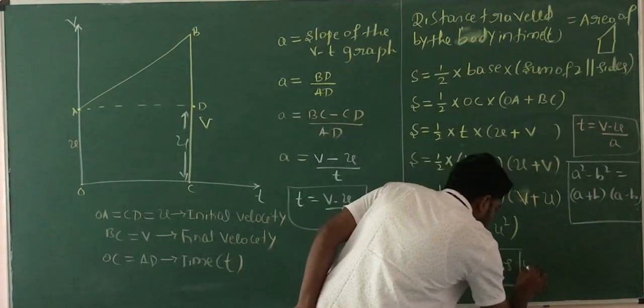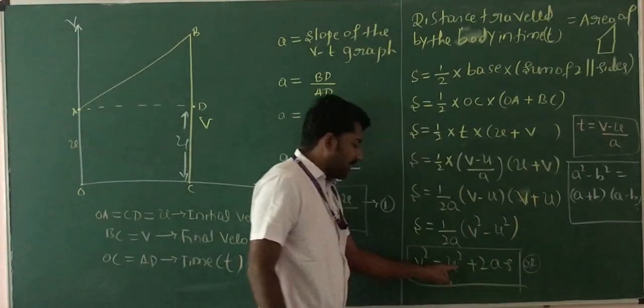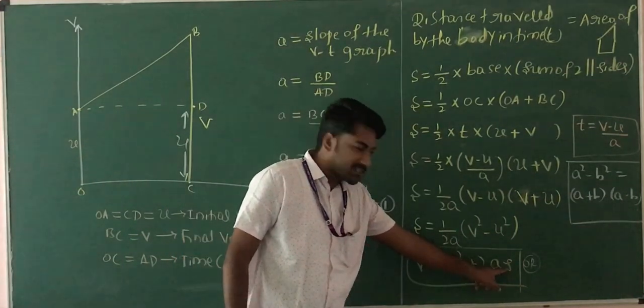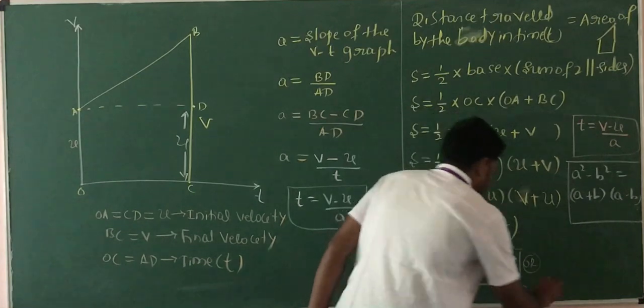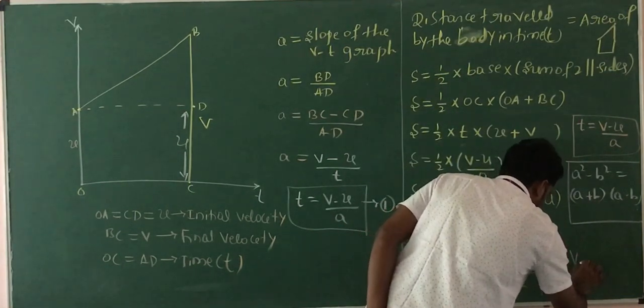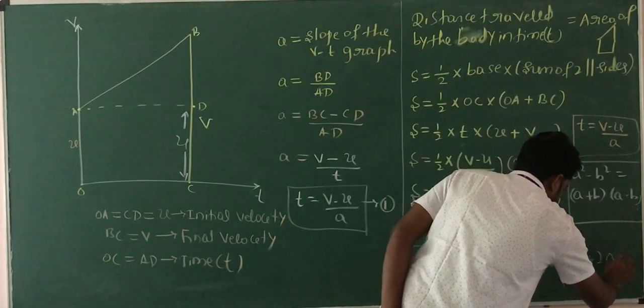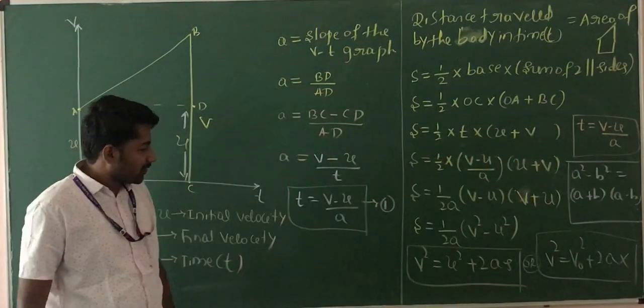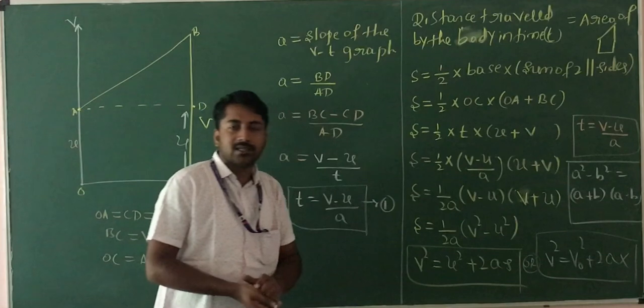Sometimes instead of u we use v naught, and sometimes instead of s we use x. Therefore, v square is equal to v naught square plus 2ax. This is the third kinematic equation: v square is equal to u square plus 2as.